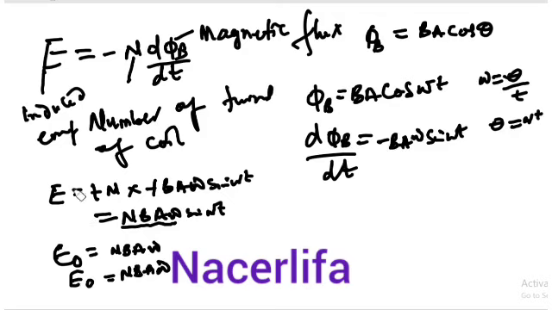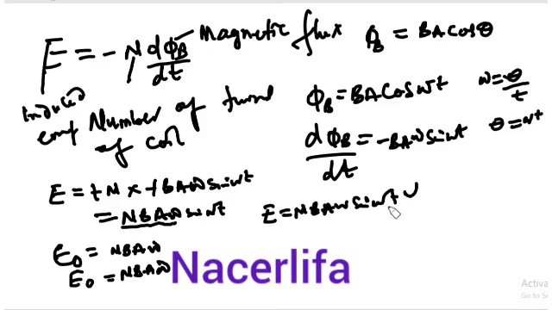So the whole of this is the induced EMF. Okay, the peak EMF is this. This is the induced EMF, and this is the peak EMF. So the induced EMF in this case is E equals N B A omega sine omega t, as far as this expression is concerned.